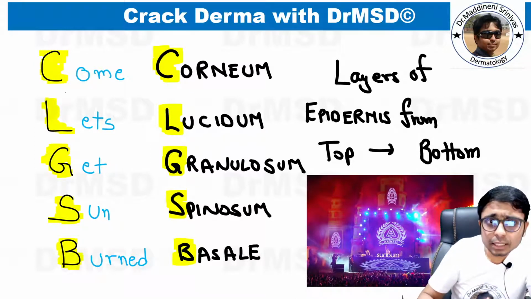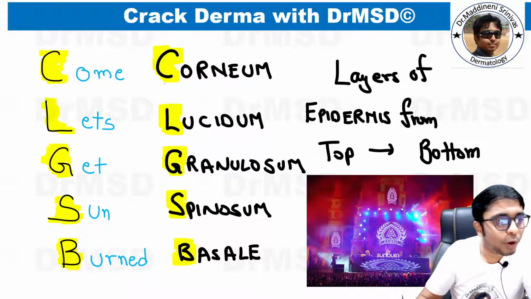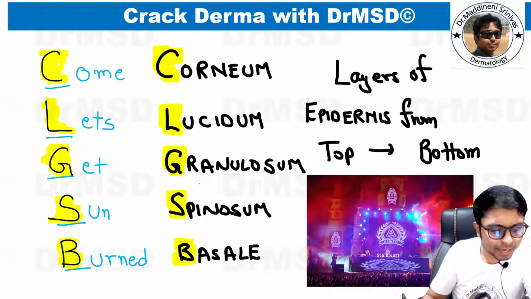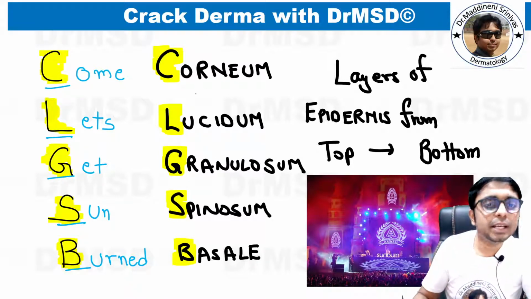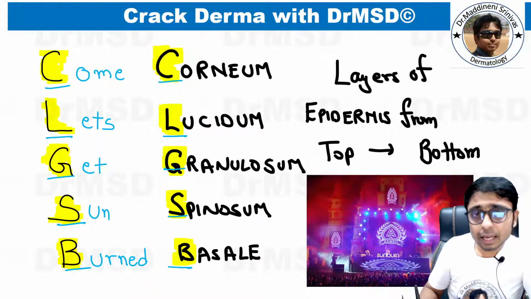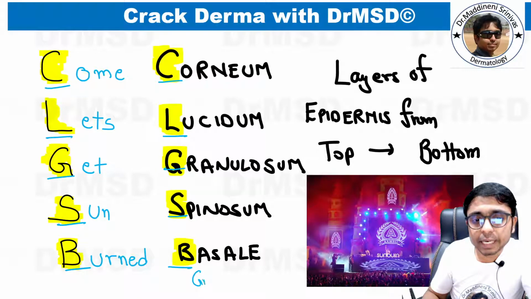Now let us look at a few of the important basic concepts which you must know. The order of the layers of the epidermis from top to bottom, I hope all of you know this mnemonic: come let's get sunburned. A very famous mnemonic. So stratum corneum, lucidum, granulosum, spinosum and basale. And one more thing which you must remember is that the stratum basale is also called the stratum germinativum.